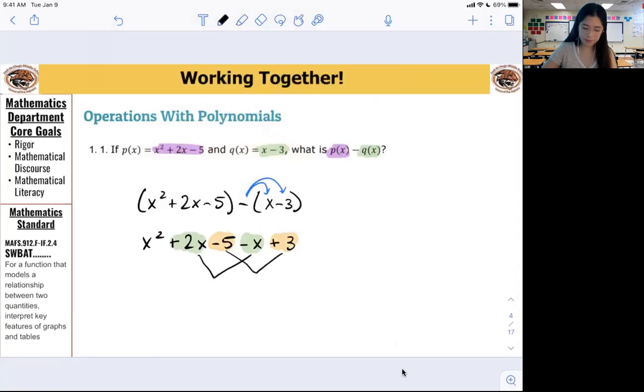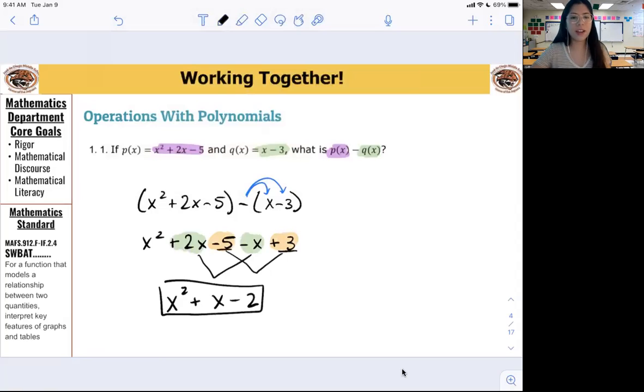X squared plus x -8. X squared plus x, really close, not -8, but we have a -5 and +3. I didn't see the +3. It was -2. -2, there you go. Good, guys. I see a lot of correct answers in the chat.